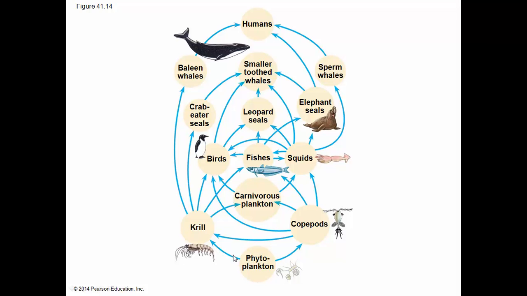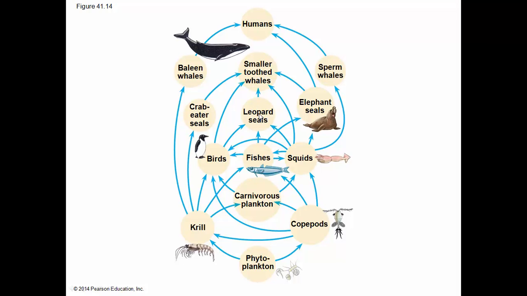So here's phytoplankton at the base of this food web. It's being eaten by krill. The krill is being eaten by whales or seals or penguins, other fish, by other carnivorous plankton. Okay, copepods go in the same direction. They may form the base of the food chain for carnivorous plankton, fish, and squid. And squid are eaten by sperm whale and elephant seals. Leopard seals are eating these fish, and they may be eating crabs and other things.